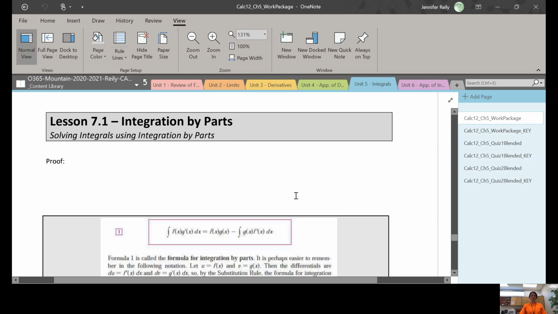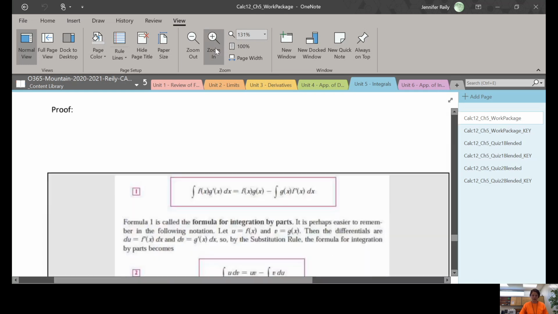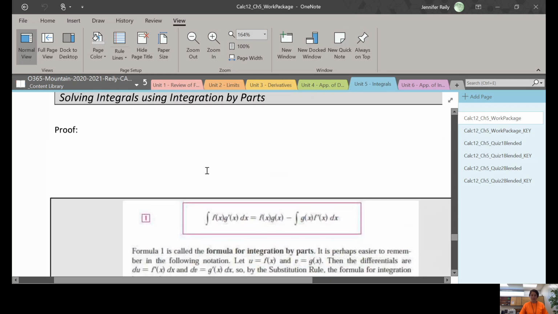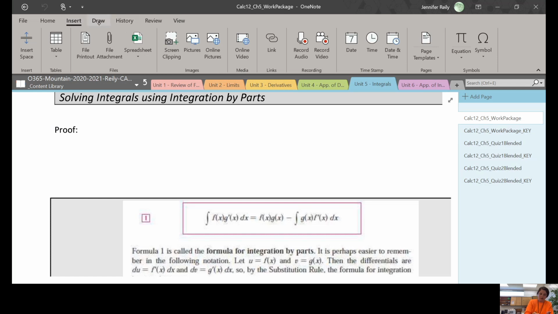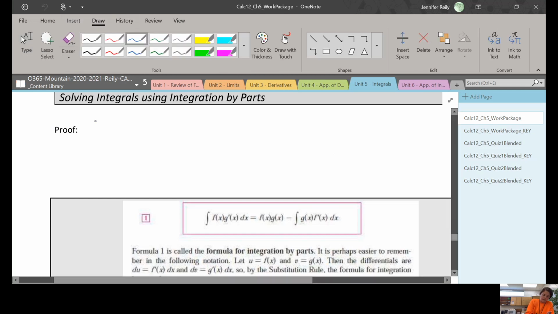We're going to start with a proof of it, and then we're going to go into some examples. You don't need to know the proof, but we haven't done that many proofs this year, so I just wanted to give you some exposure. Okay, so we're going to start off with a product of two functions for our proof, f of x times g of x.